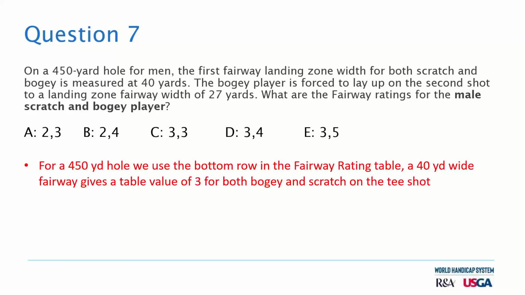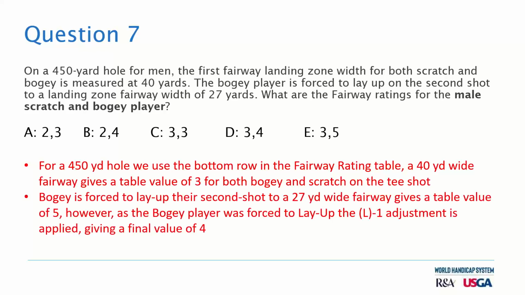So for a 450-yard hole, we're going to use the bottom row for men in the fairway rating table. And a 40-yard fairway gives a table value of 3 for both bogey and scratch off that tee shot. Bogey is forced to lay up, though, on their second shot to a 27-yard wide fairway, which gives a table value of 5. However, as the bogey player is forced to lay up, you will notice that the first adjustment there in fairway is the L adjustment, which we're going to apply, and that brings the final value for that second landing zone for that bogey player to a 4.